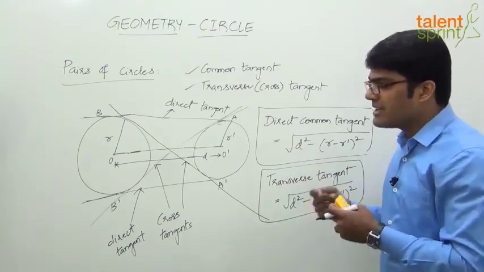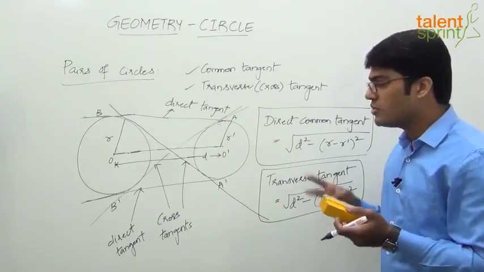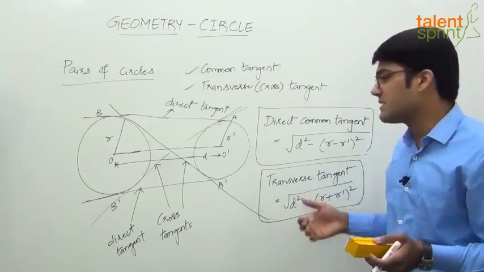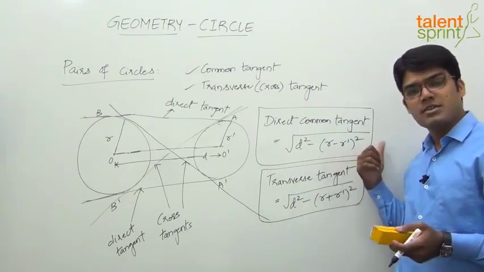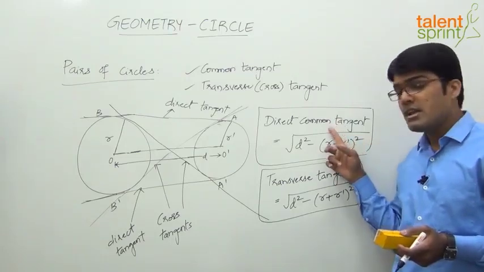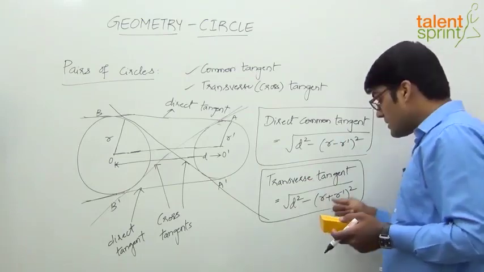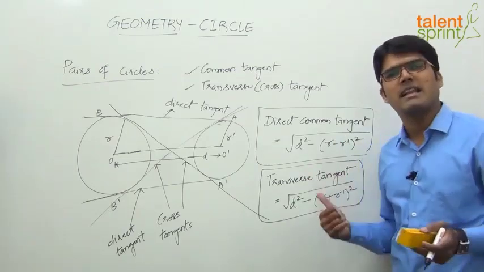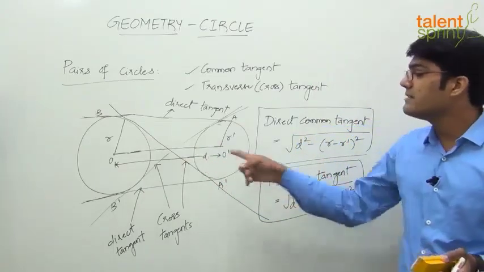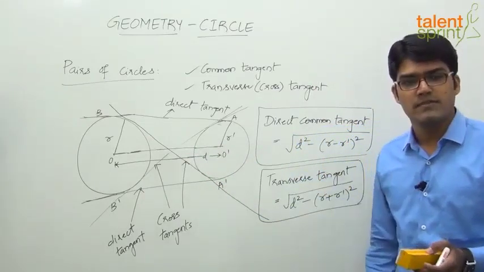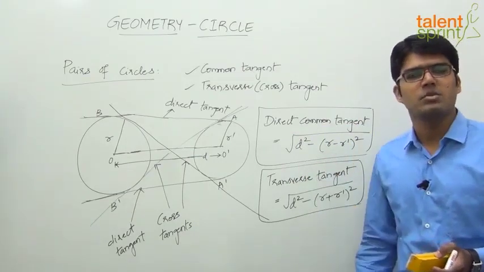When the two circles are not touching each other, when they are at a distance from each other, we'll have two direct common tangents and two transverse tangents. The length of those tangents will be given as root over d square minus (r minus r dash) square for the direct tangent, and for the transverse tangent it is root over d square minus (r plus r dash) whole square, where r and r dash are the radii of the two circles respectively, and d is the distance between the centers of the two circles.